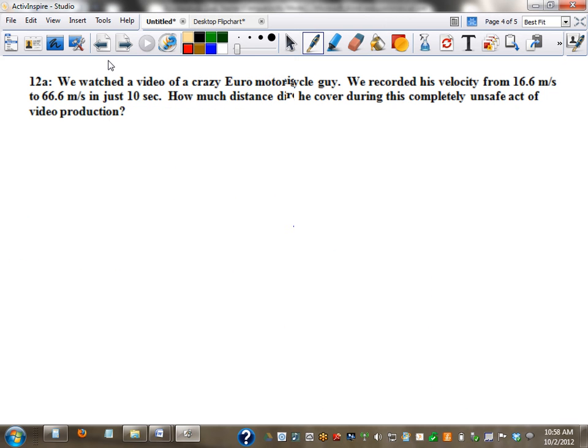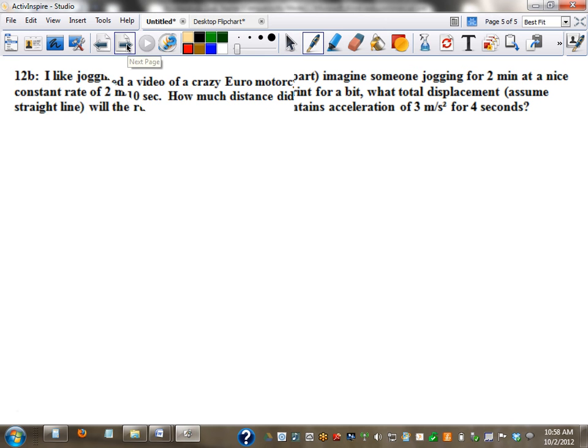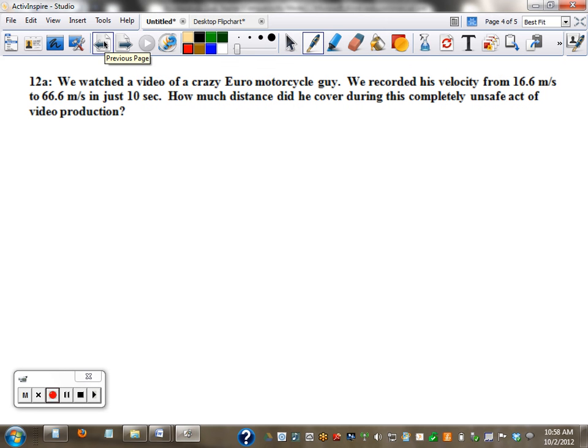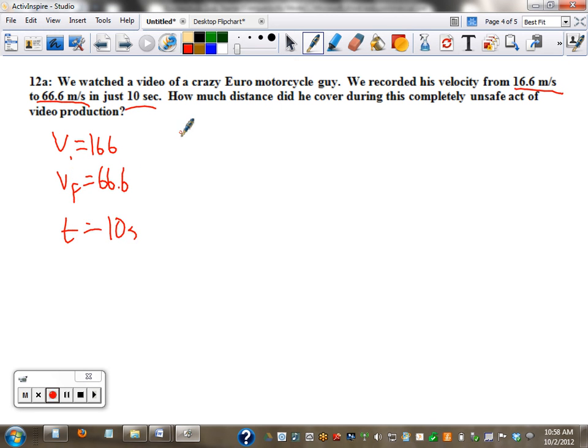Okay, moving right along, 12a. Now there's 12a and there's 12b. You can pick one. If you do them both, you get extra credit, but you must do at least one. We watched a video of a crazy Euro guy. Recorded his velocity initial equals 16.6, to velocity final equals 66.6, in time equals 10 seconds. How much distance is covered? What's our change in distance?